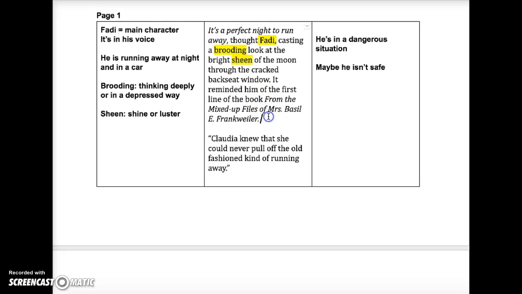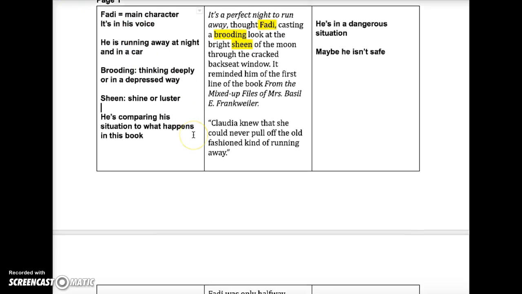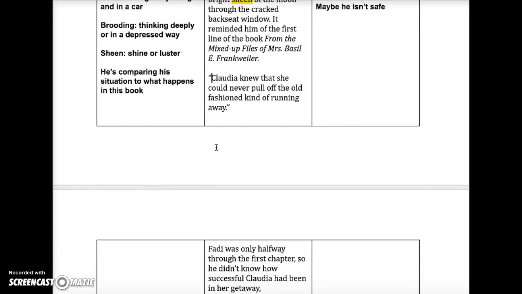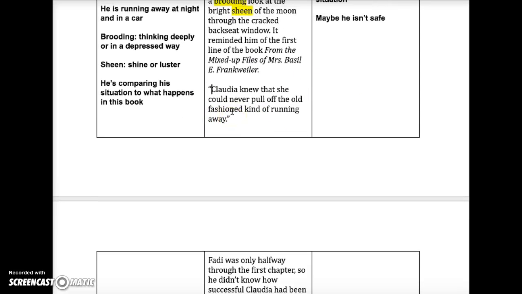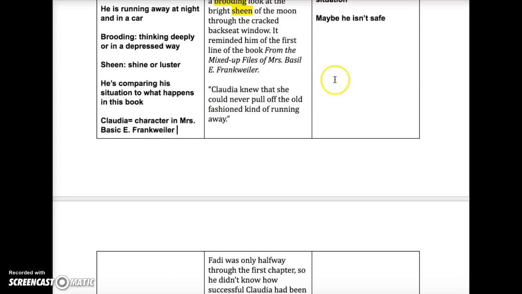It reminded him of the first line of the book, From the Mixed-Up Files of Mrs. Basil E. Frankweiler. So I guess he's comparing his situation to what happens in the book. Now he starts mentioning here, Claudia knew that she could never pull off the old-fashioned kind of running away. So because this quote comes after where he mentions this book, I kind of assume that Claudia isn't in this story. I think she's a character in Mrs. Basil E. Frankweiler. So he's comparing his own situation to Claudia's, and this is interesting to me.